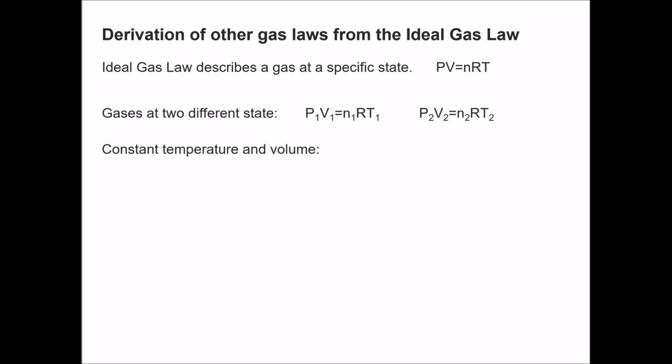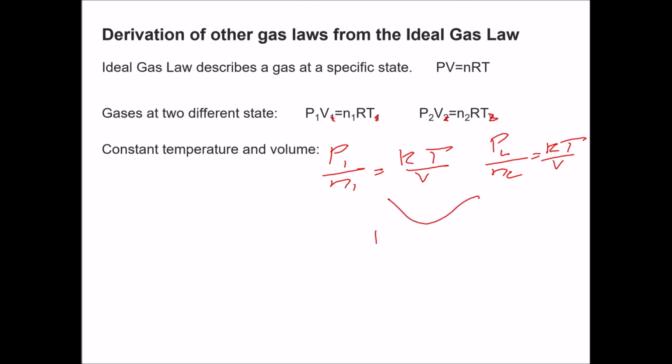Okay, constant temperature and volume. So I hope at this point we're getting the knack of this. Constant temperature means that this becomes a constant. Subscripts go away, and the volumes go away since we have constant volume. I put my variables on one side. P1 over N1 equals RT over V. And I get P2 over N2 equals RT over V. And when you relate these two expressions, P1 over N1 equals P2 over N2.